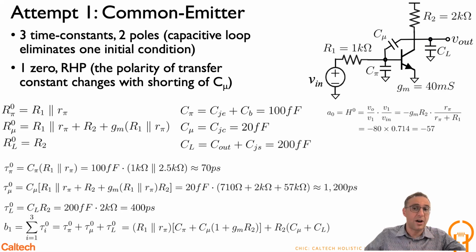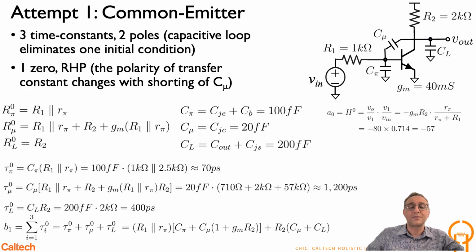You can see that we have 3 time constants and 2 poles, so they're not equal, and not even in the same number. You calculate these 3 time constants, and you can easily see that the dominant one is the one associated with C mu. Because it sees a very large resistor, it gets multiplied by this quantity, gm R2 R1. This is a very large resistance, 57 kilo ohm. And it's dominated, and the second dominant one is the CL.